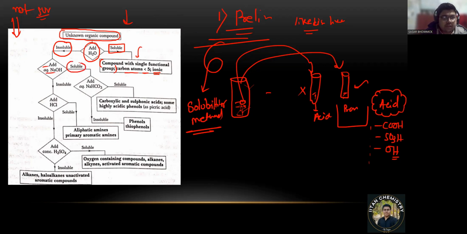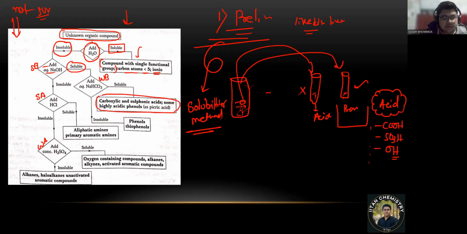If it is soluble in NaOH, that means NaOH is a strong base. Sodium bicarbonate means weak base. HCl means strong acid. H2SO4 is a weaker acid. So if you add a strong base, that is NaOH, and it is soluble, then you have to add one weak base, that is sodium bicarbonate. If it is soluble, then carboxylic acid and sulfonic acid should be present.